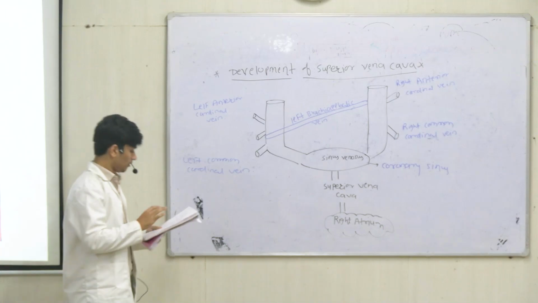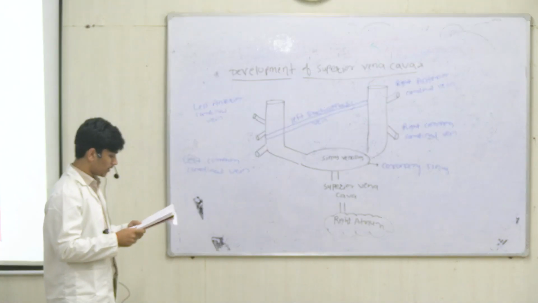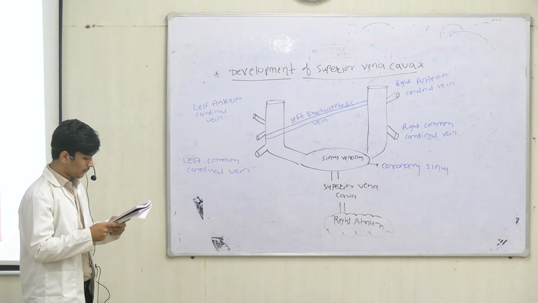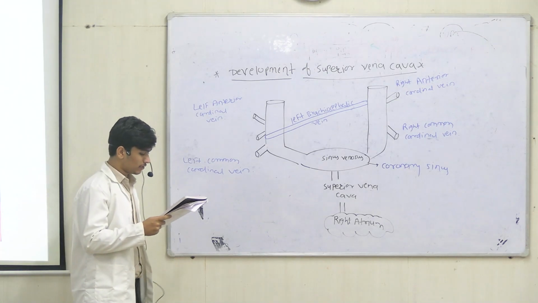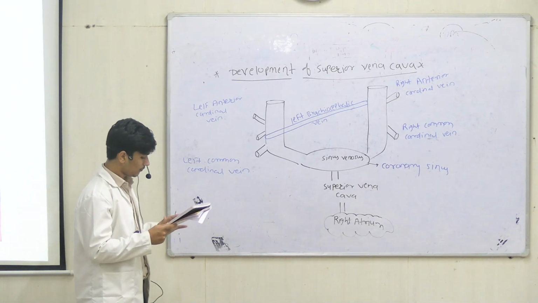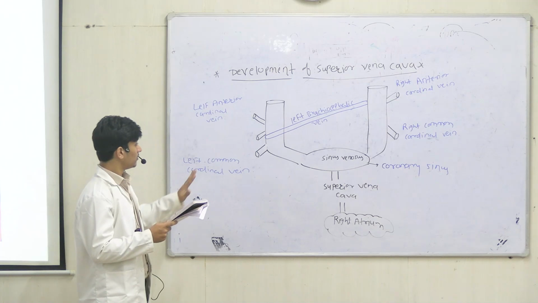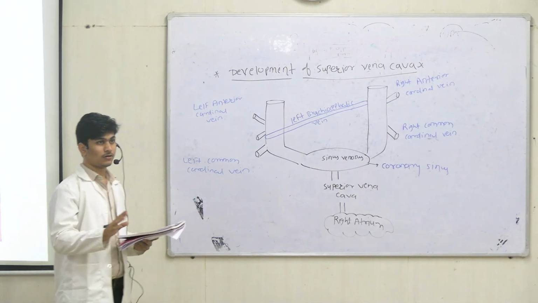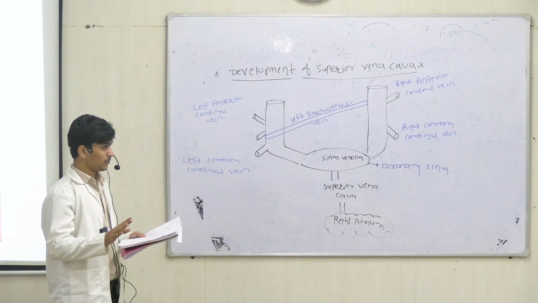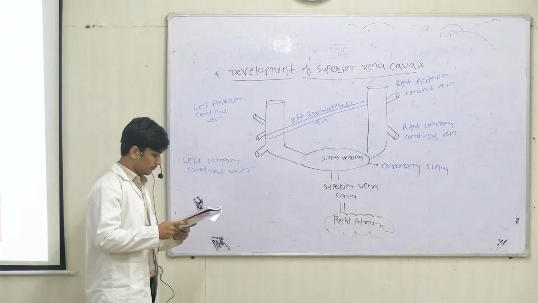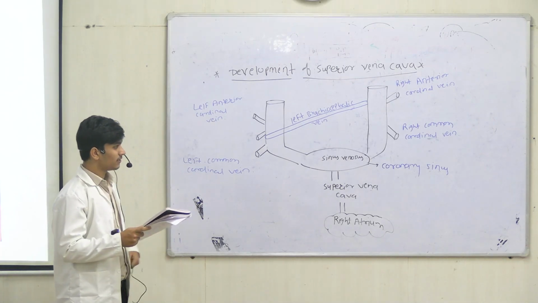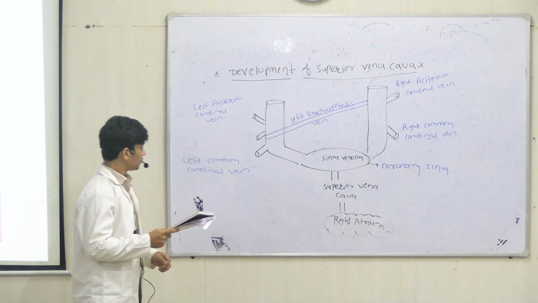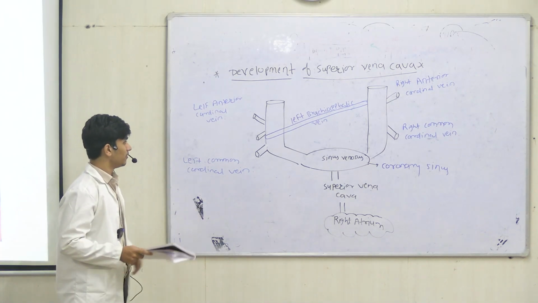formation. The superior vena cava develops from the right atrium, cardinal vein, and right common cardinal vein during embryonic life. The time duration of this formation of superior vena cava is the 4 to 8 week, and they contain three cardinal veins, that is the anterior cardinal vein, posterior cardinal vein, and common cardinal vein.